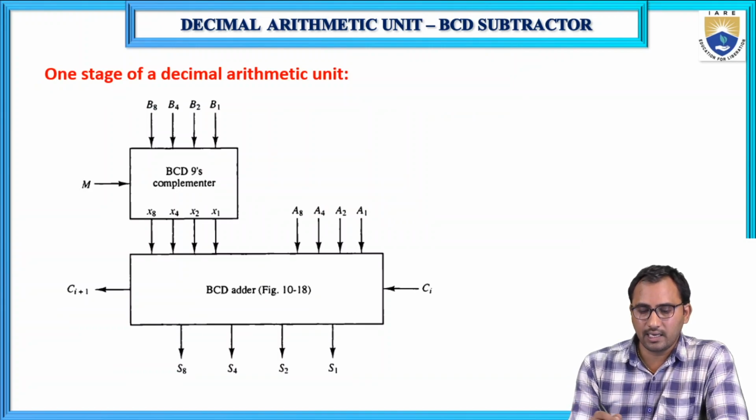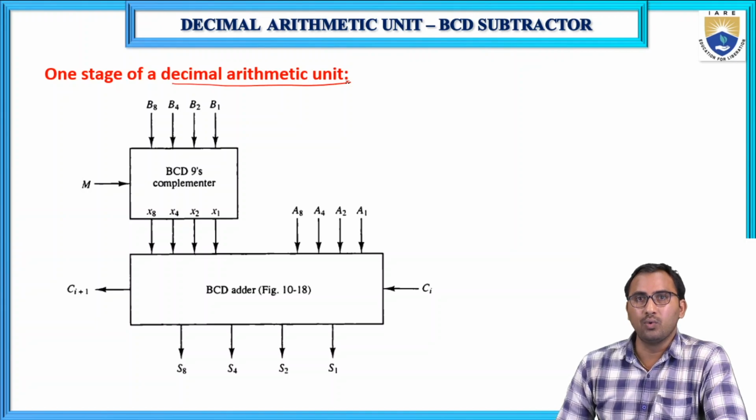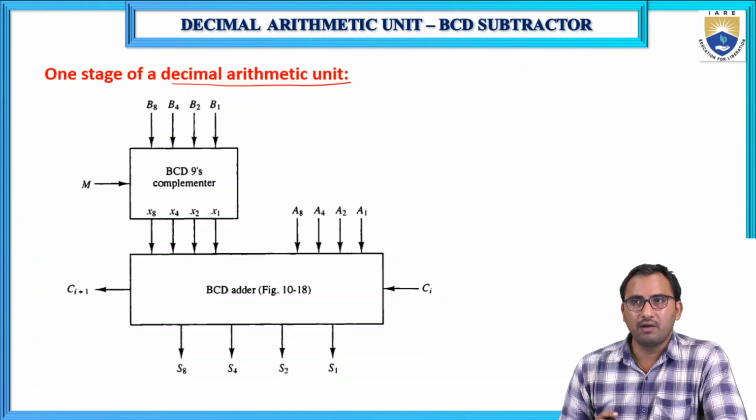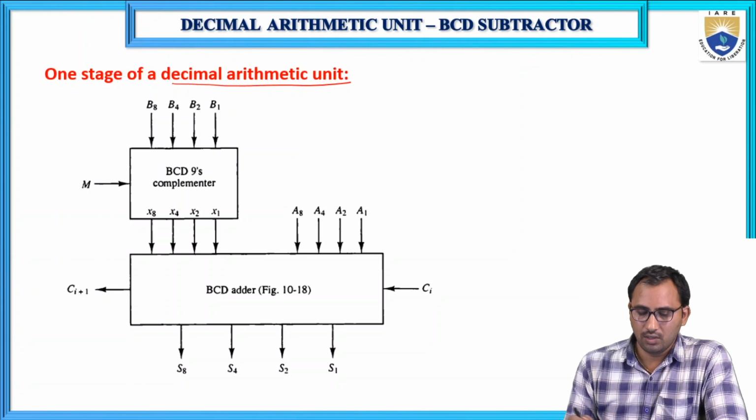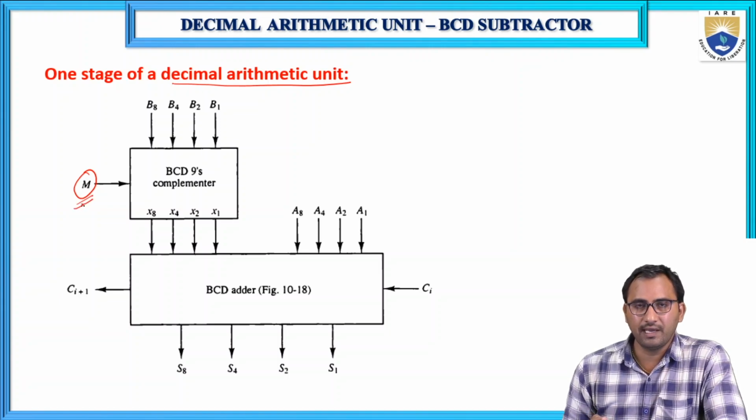And here consider one stage of a decimal arithmetic unit. Using this decimal arithmetic unit, we can perform either BCD addition or BCD subtraction. This is a mode bit. Using this mode bit, we can specify whether we are performing BCD addition or BCD subtraction.